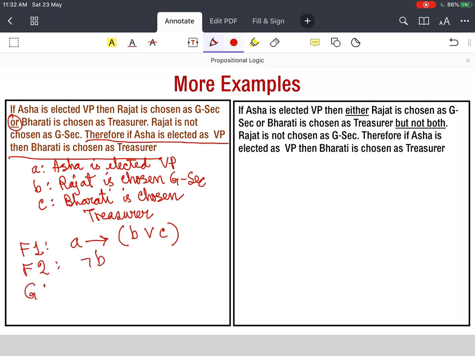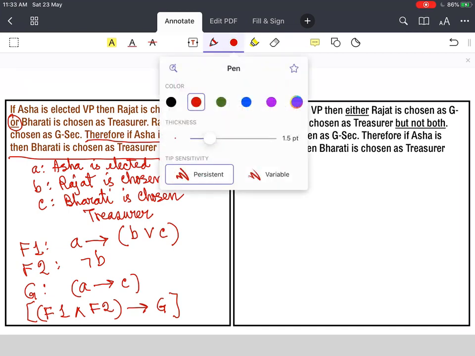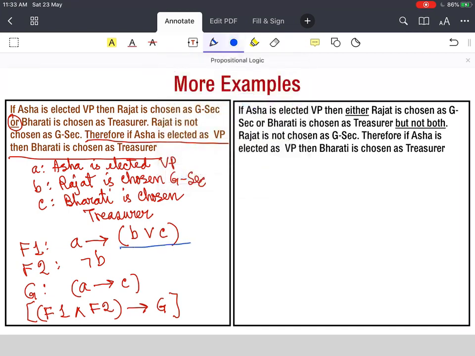F2: Rajat is not chosen as GSEC. And my goal is now a longer sentence. My goal says, therefore, if Asha is elected VP, then Bharati is chosen treasurer. So it is A implies C. This is my goal. Again, I have to prove the same thing: F1 and F2 together implies G, whether this is true under all interpretations or not.